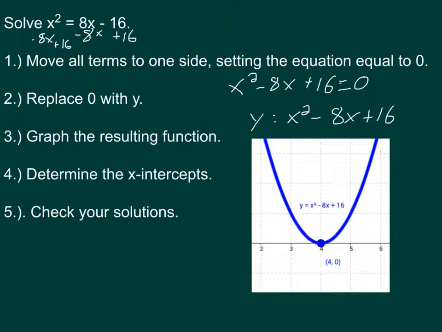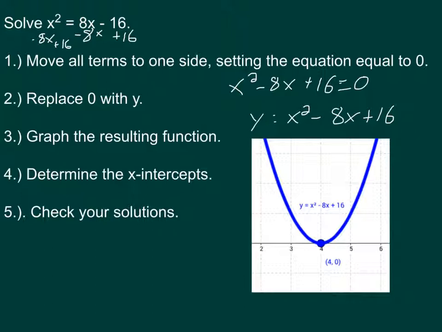Alright, so what we see here is we have a parabola that opens up with its vertex at (4, 0), which also happens to be the x-intercept. We only have one x-intercept here, which is different than the last problem.